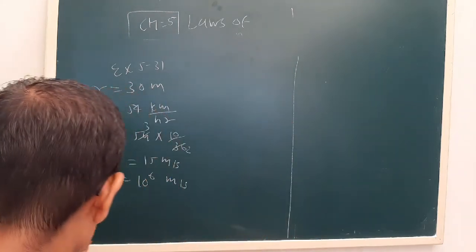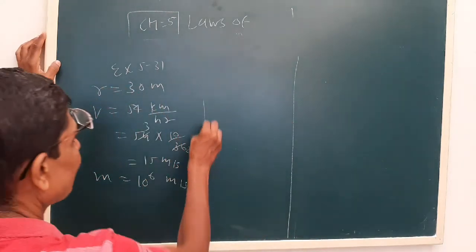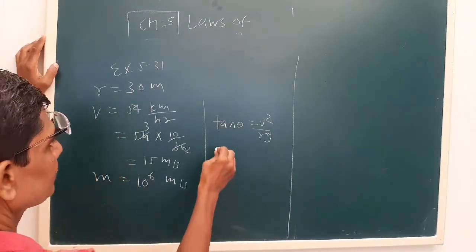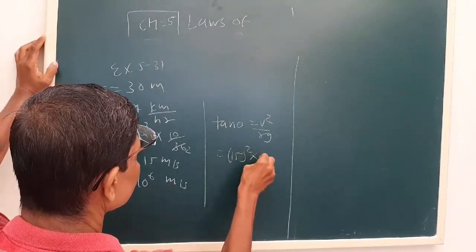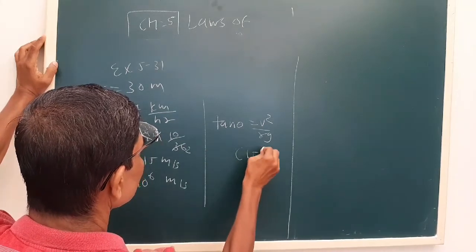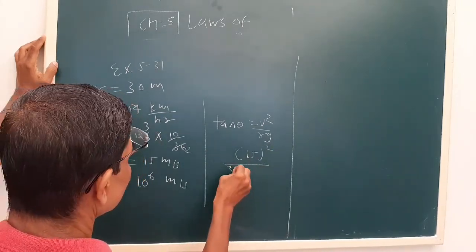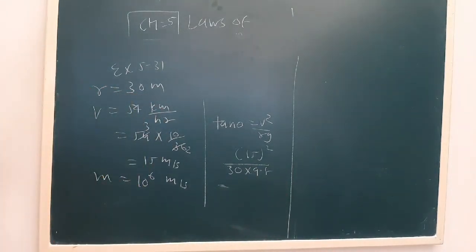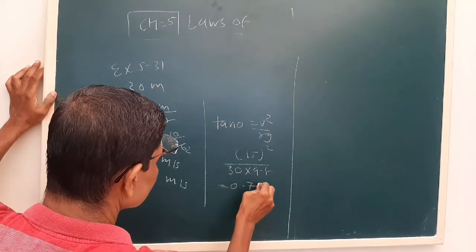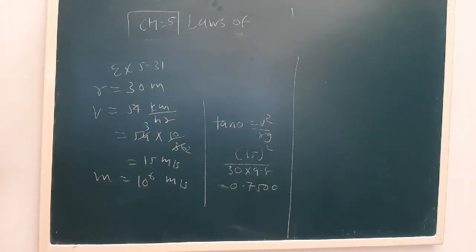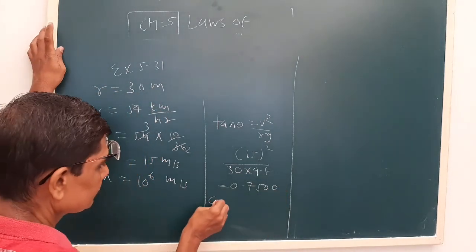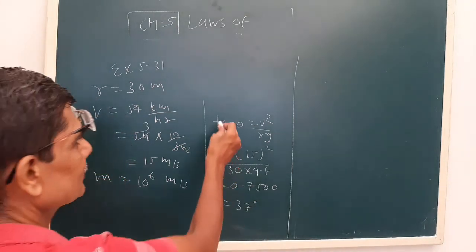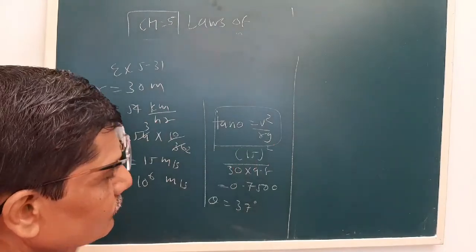Just now we derived the equation: tan theta is v square by rg, with v as 15 meter per second and r as 30. If you solve, we get the value 0.75. If we look in the natural tangent table, theta comes to about 37 degrees. So we have used the equation we just derived, which is useful to us.